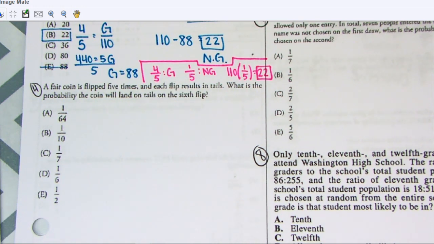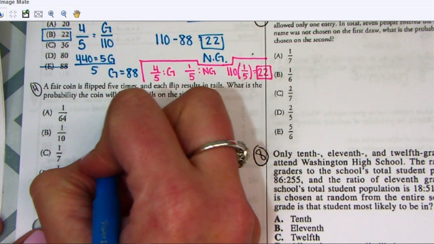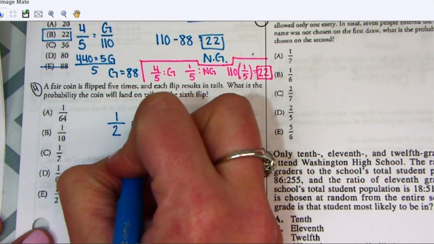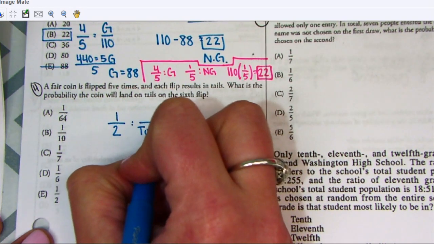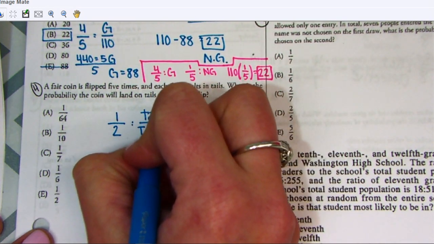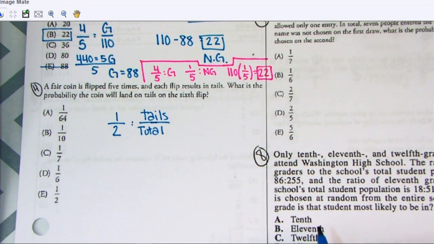It's saying that when you flip these coins, the probability of it landing on heads or tails is always 1 out of 2. Like 2 is the total. You can either be heads or tails, and we want it to be tails. Like 1 out of 2. It's always 1 out of 2.